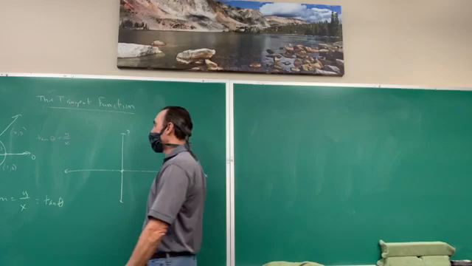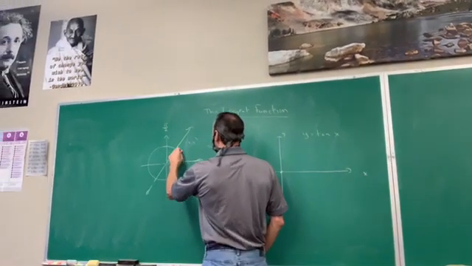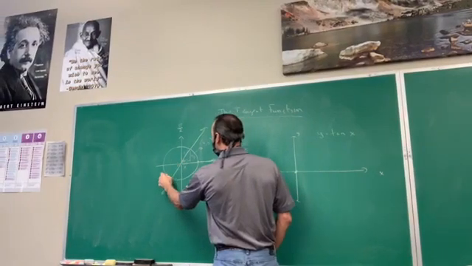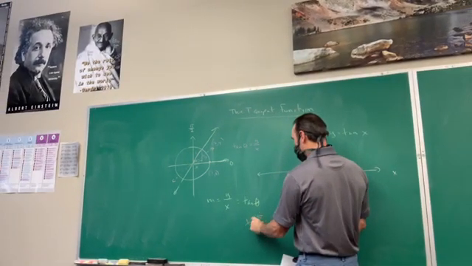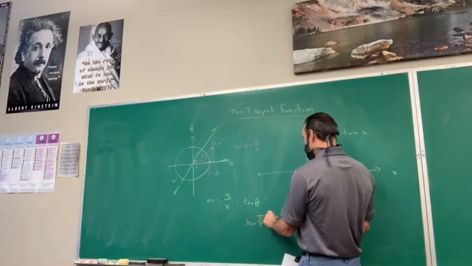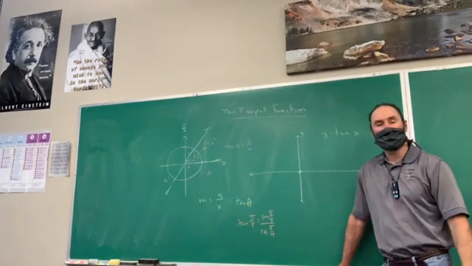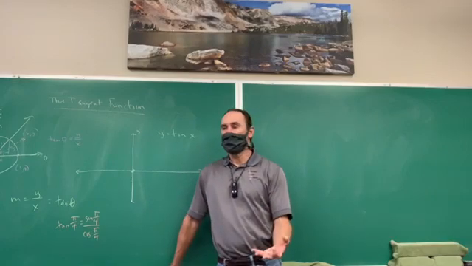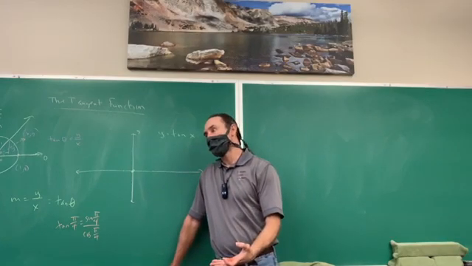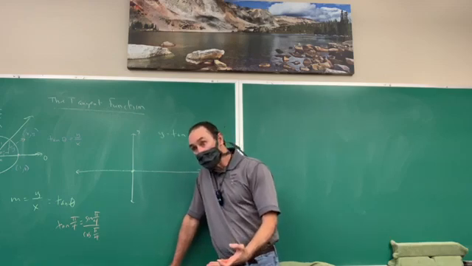Now, the one that you want to know, that you might be asked on a test question, is what's the tangent of pi over 4? Because from our other understanding of what a tangent is, that it's the sine over the cosine, we know that the sine of pi over 4 is square root of 2 over 2.